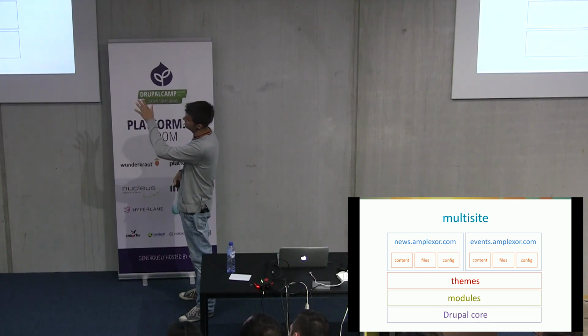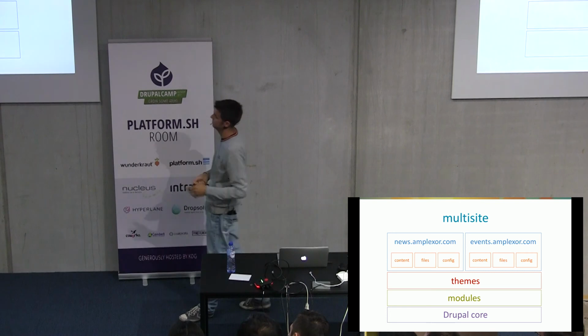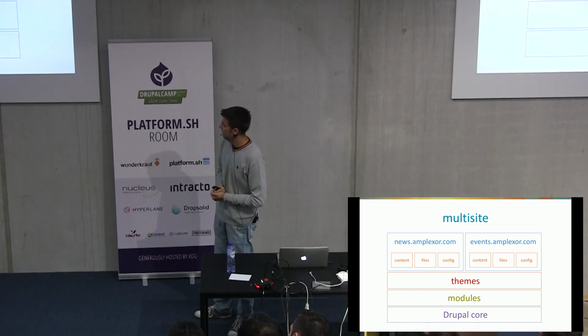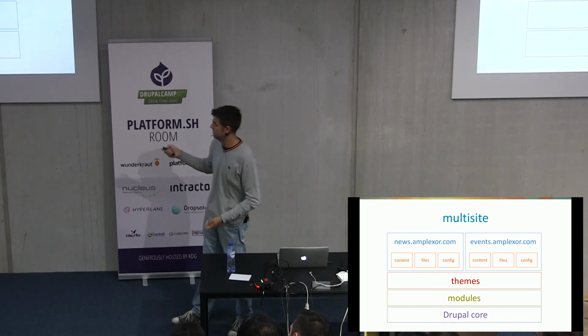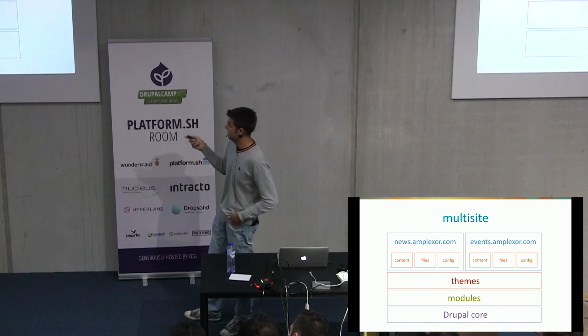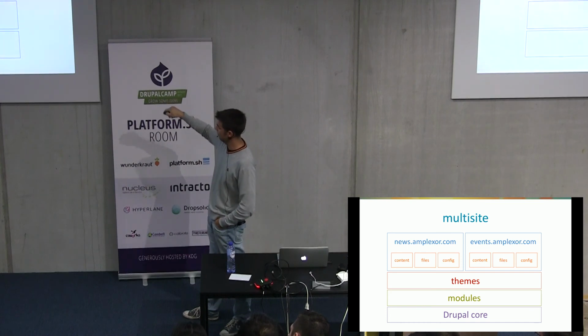So just for simplicity reasons here, I take as example a news website, news.onplexword.com, and an events website, events.onplexword.com. This is the classic multi-site setup you have here. You will see there's Drupal core, and all your modules and your themes are shared across all websites. You have the possibility to have themes and modules for every website separately, but it's not in this picture.